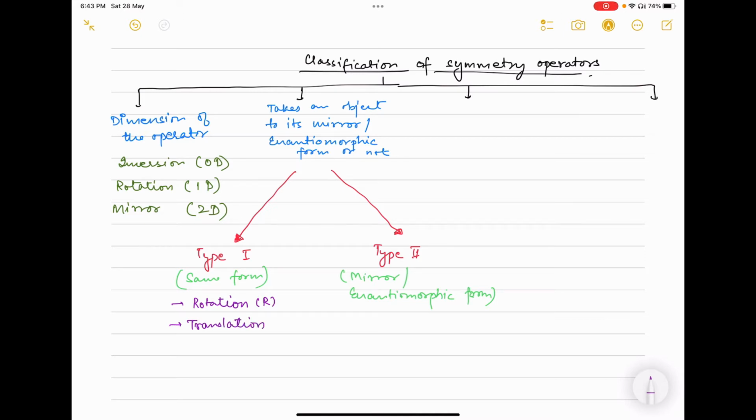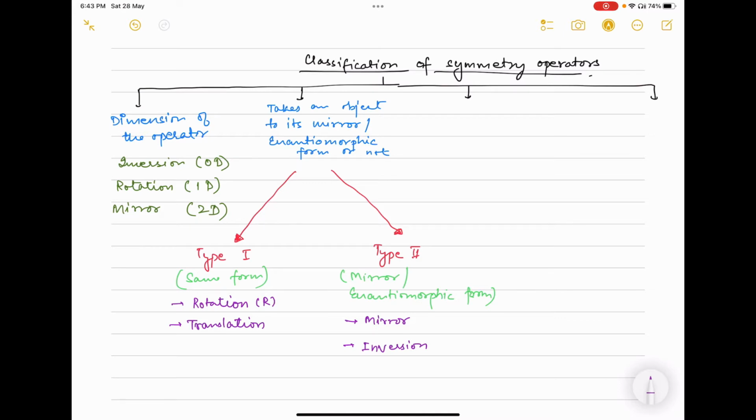Next, for type 2, we have mirror. It does take the object to its enantiomorphic form, or an inversion. That is also a mirror about a point.